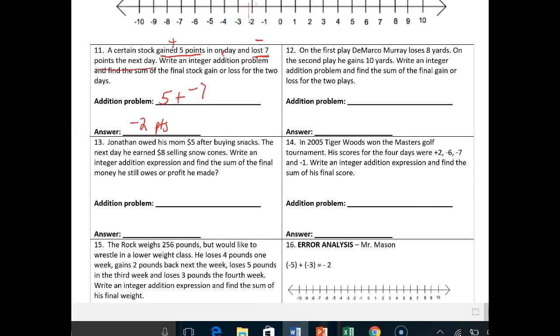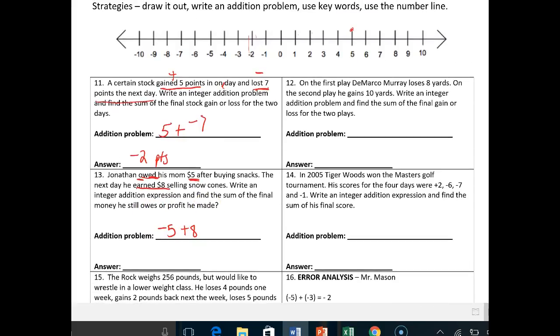Number 13, Jonathan owed his mom $5 after buying stacks. Owing money is negative, so you can start off by saying -5, because you owe something, it's negative. Then the next day he earned $8, right? Earning money puts money into your pocket, that is positive, so +8. Write an integer addition expression, find the sum, and find the money he still owes or profit he made. So let's think. If he owed his mom $5, but then made $8, I don't think he's going to owe his mom any more money because he made a whole bunch of money.